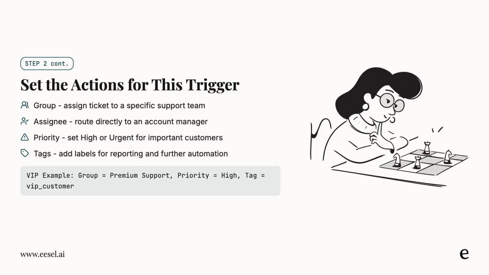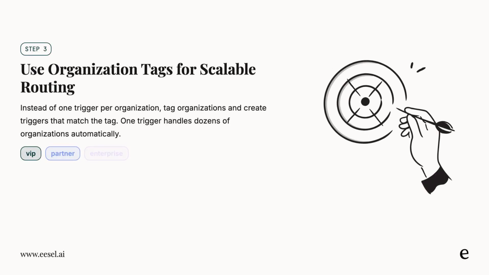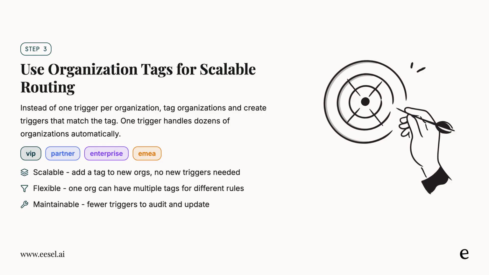the ticket events. As your organization list grows, creating one trigger per organization becomes hard to manage. The better approach is to tag your organizations and use the tags condition instead. Add a tag like Enterprise to all Enterprise orgs, then build one trigger that fires for any ticket tagged Enterprise. New Enterprise customers just need the tag added, and the routing works automatically.